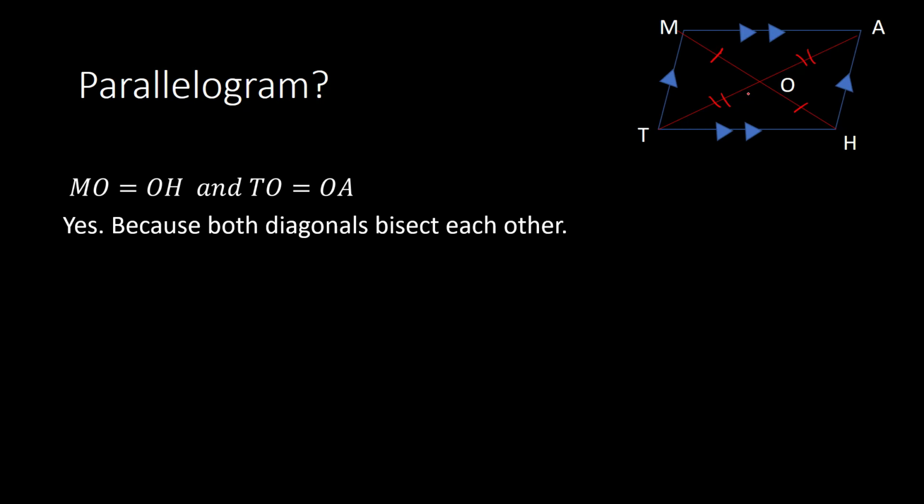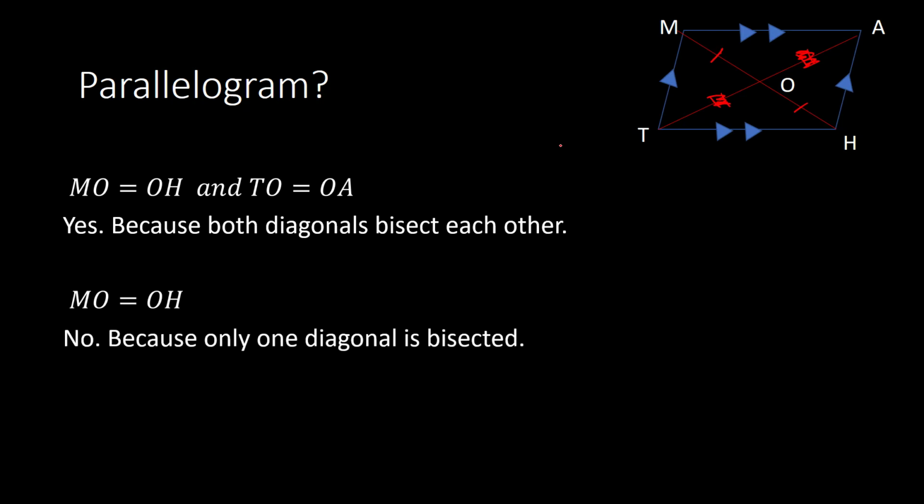Now the next question would be, what if all we had was that MO is equal to OH? So we did not know that TO and OA were equal. Well, if that is all you knew, that is not enough information to conclude that we have a parallelogram, because only one diagonal is bisected, and to prove that we have a parallelogram, we need both diagonals being bisected.